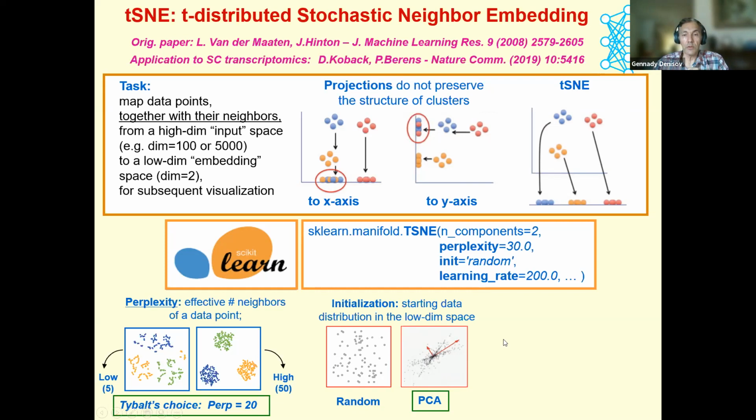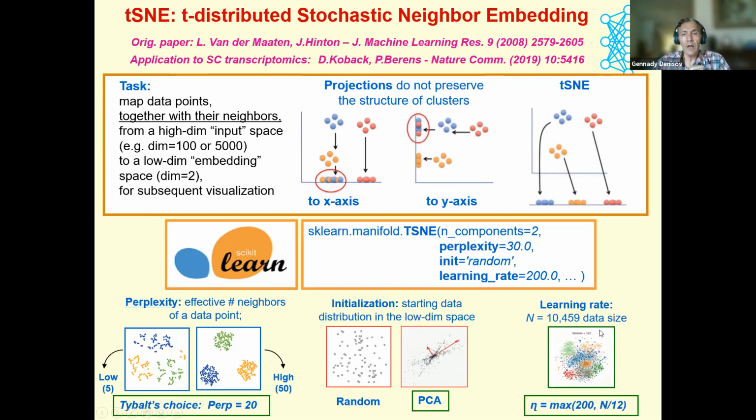And the third one is the learning rate. It's a kind of procedure of how fast your gradient descent algorithm works, how fast your distribution evolves, in particular in the low dimensional space. And the default learning rate is 200. By the way, the default initialization is random, but the authors recommended principal component analysis, PCA initialization.